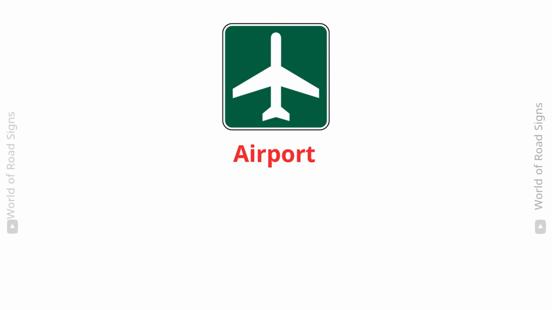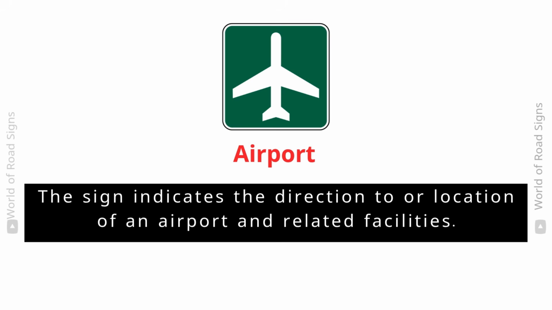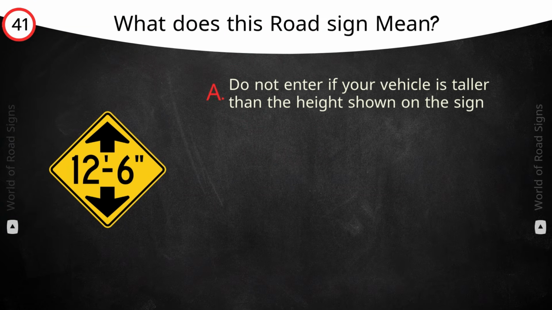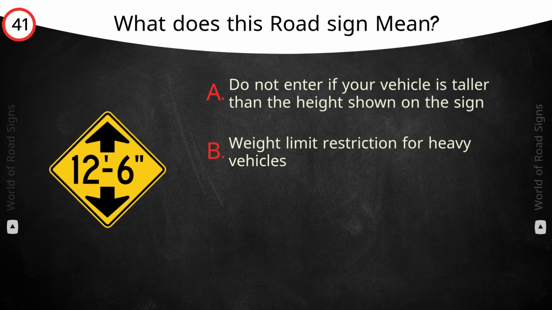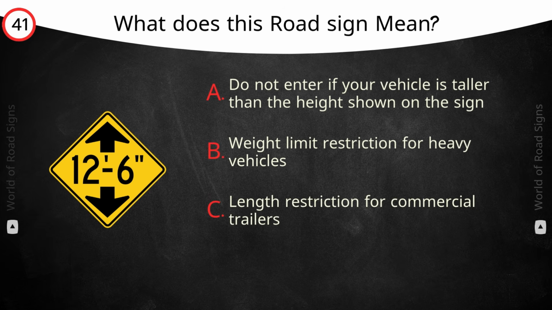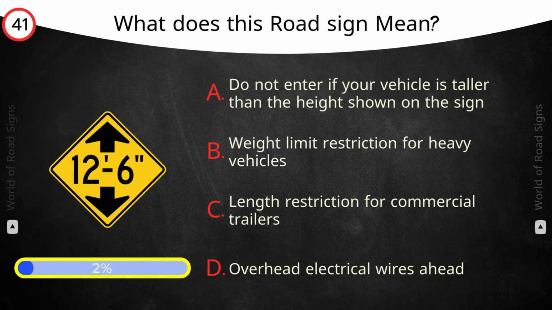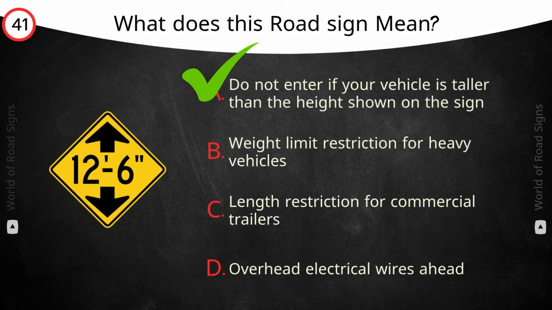Airport. The sign indicates the direction to or location of an airport and related facilities. Question 41. What does this road sign mean? A. Do not enter if your vehicle is taller than the height shown on the sign. B. Weight limit restriction for heavy vehicles. C. Length restriction for commercial trailers. D. Overhead electrical wires ahead. Option A is correct. Do not enter if your vehicle is taller than the height shown on the sign.